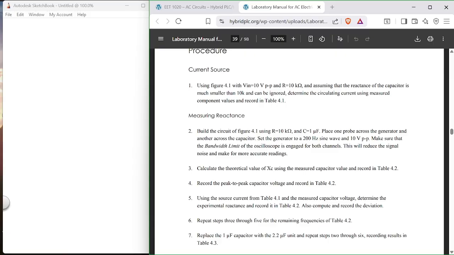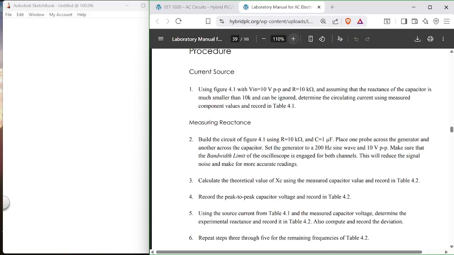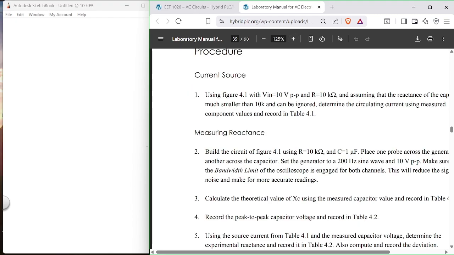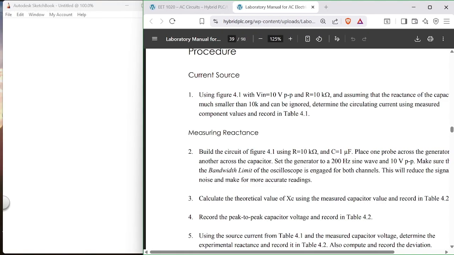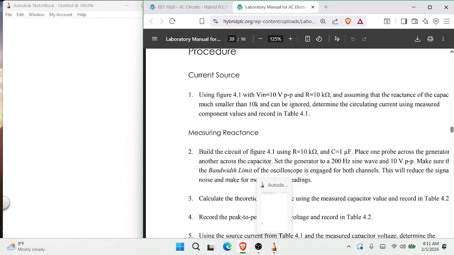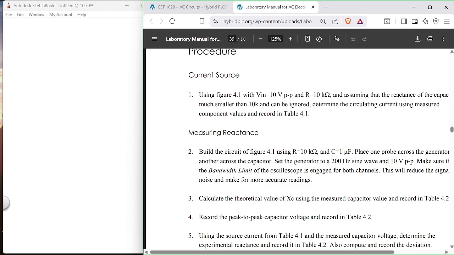Okay, so right up here is where it's assuming that the reactance of the capacitor is much smaller than 10K and can be ignored. Okay, determine the circulating current using the measured component values and record. So you take V peak and divide by R 10K, and that is your I. Okay, that is not exact, but it is an approximation that you can use, and that's why he says this. And I'm going to go through this with you, but that's the key, in my opinion, to this lab.